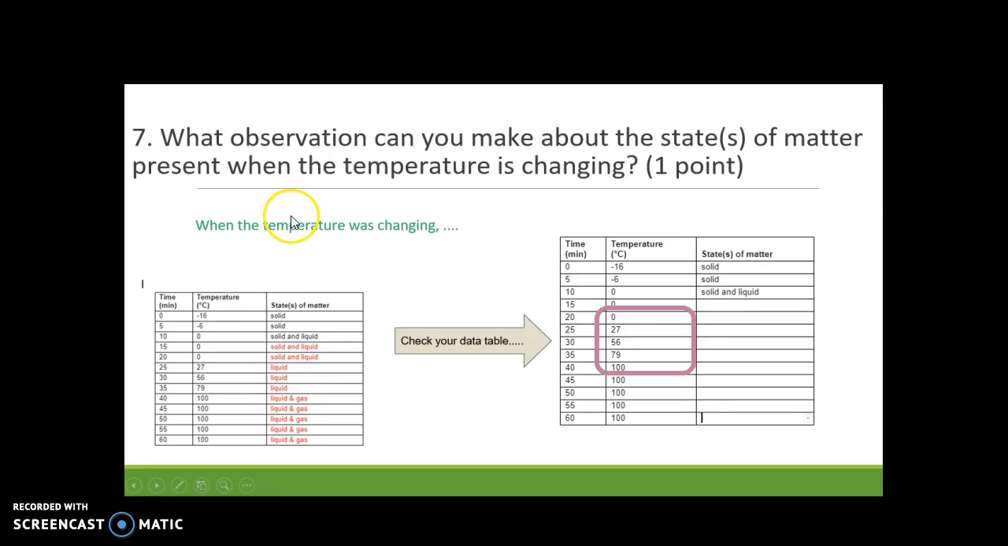Well, what happens when the temperature is changing? There's only a couple places on my graph where the temperature is changing. I have right here, and then right here at the beginning of my data table, right there, and then right there. So what's happening in that spot? Isn't that interesting? Look at what I have. How many states of matter are present when the temperature is changing?